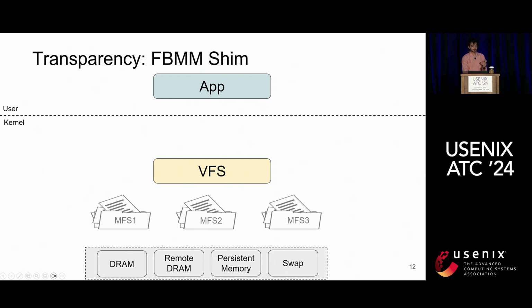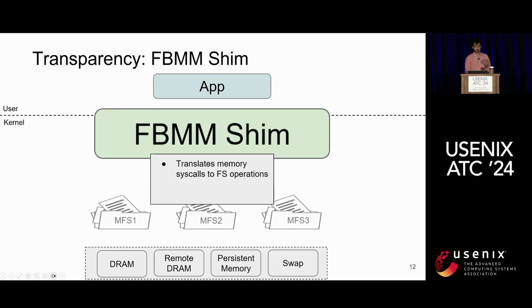So if all we did was write memory manager file systems, applications would have to be modified to use them. For transparency, we want applications to be able to allocate and free memory using standard functions like mmap, munmap, and malloc. VFS does not support such a thing, so we add the FBMM shim to the Linux kernel so applications will not have to be modified to use FBMM. The FBMM shim translates anonymous memory system calls to file system operations like file creations and deletions, and keeps metadata of open files used for memory.